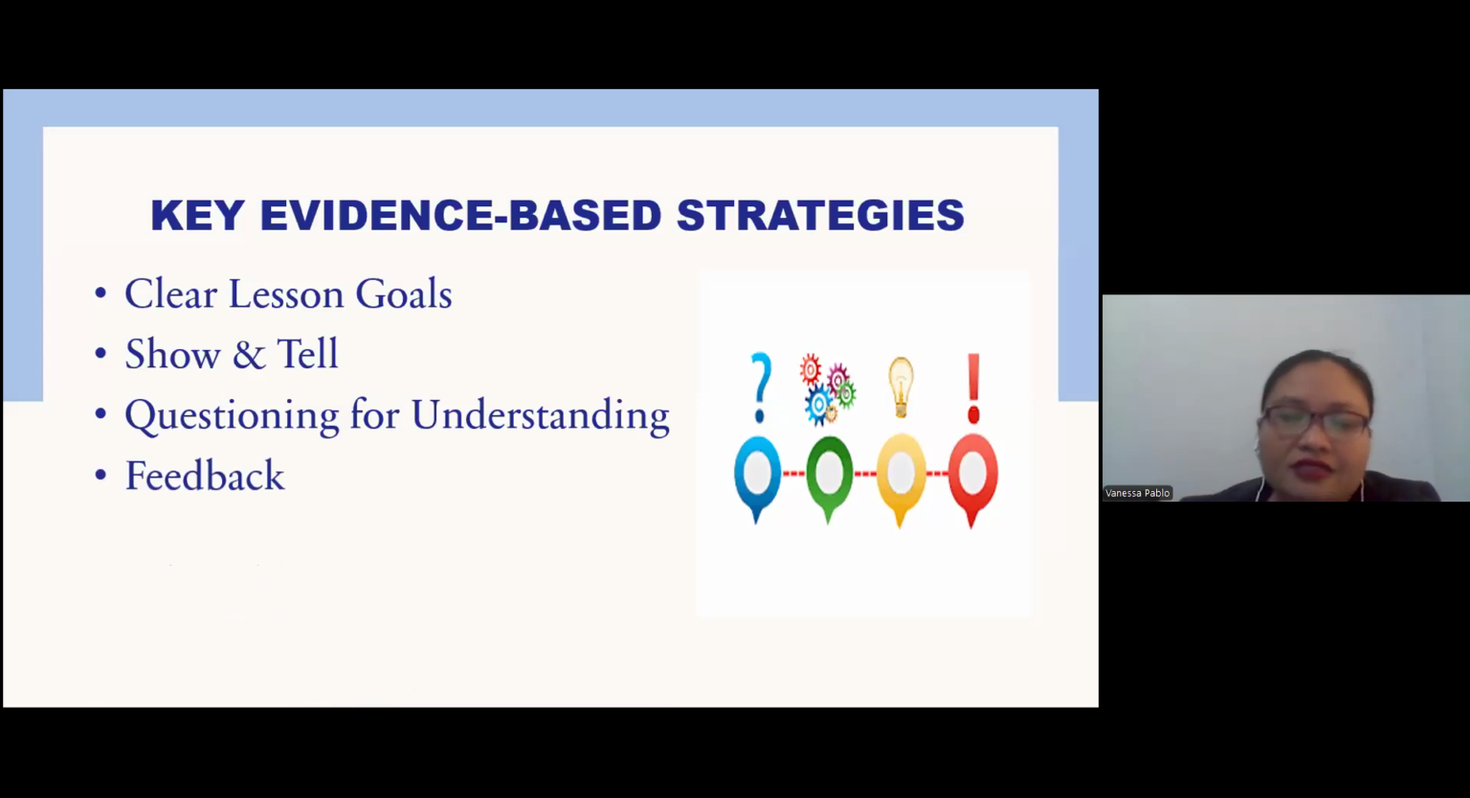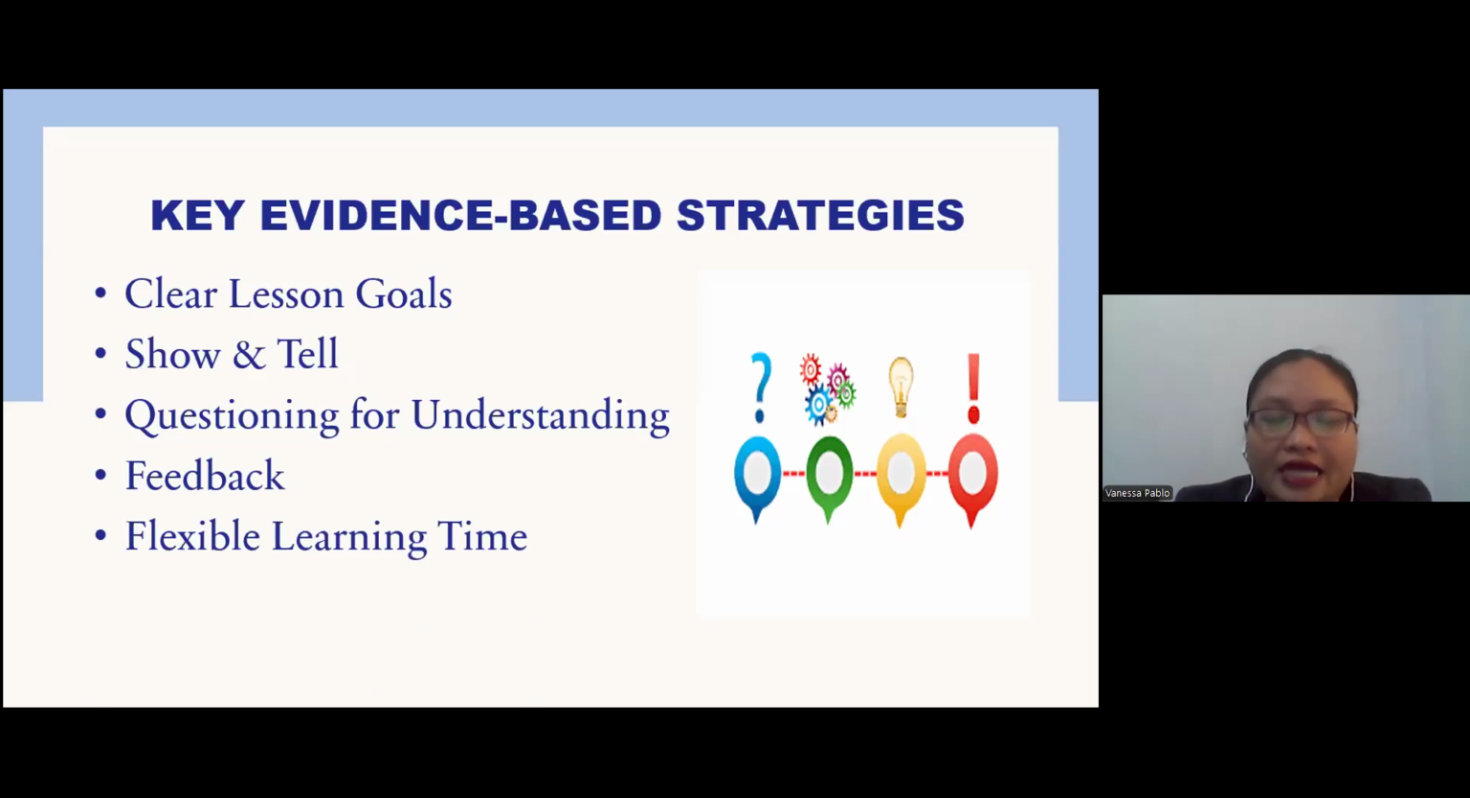Okay, feedback is also documented. So meaning there's an evidence of students' growth, students' improvement. This could foster also a growth mindset. Flexible time, learning time, meaning you have to recognize that students vary their mastery of concepts and learning based on time. So you can use this also to create questions, actual research questions effectively.